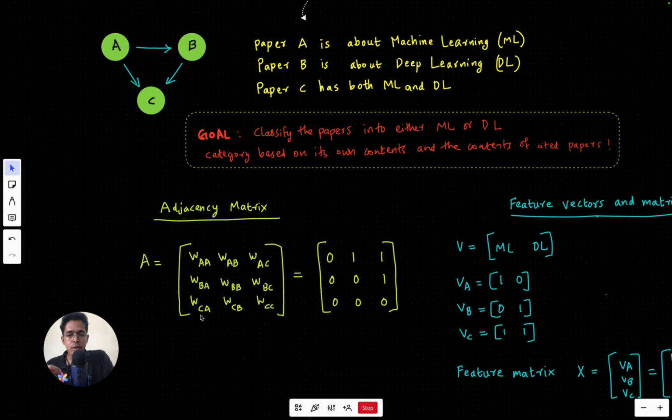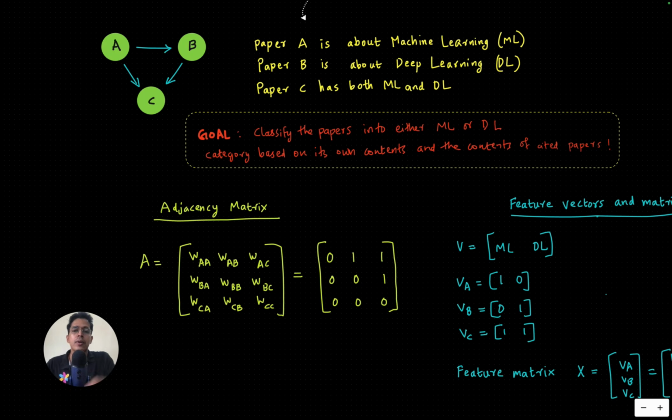And same for C. Now, we will assume that if a citation is present from paper A to paper B, that value, meaning that edge, is 1. If there is no citation present, it will be 0. Initially, paper A cannot cite itself, right? So there is no edge from node A to itself. There is no self node. So WAA is 0. The same applies for WBB and WCC. So all these diagonal elements are 0.